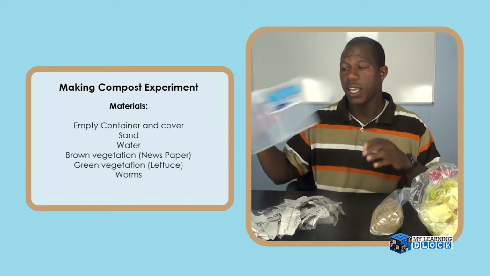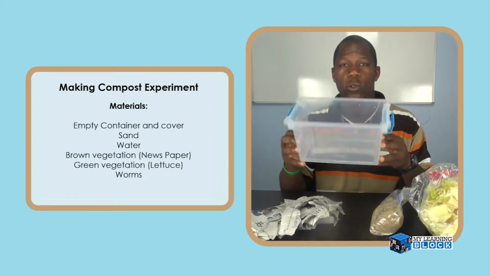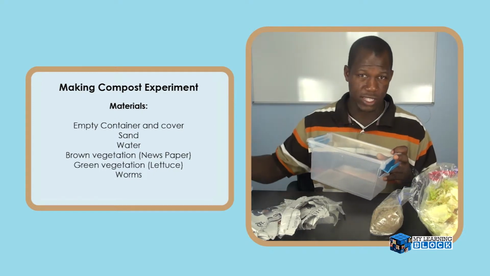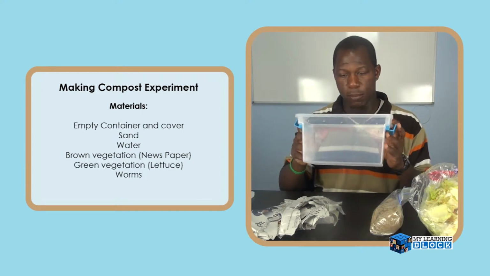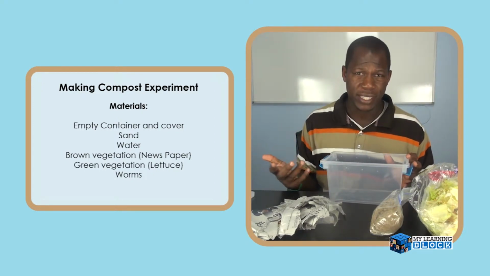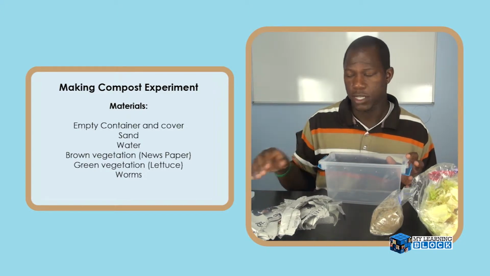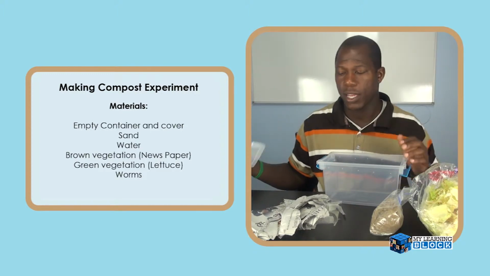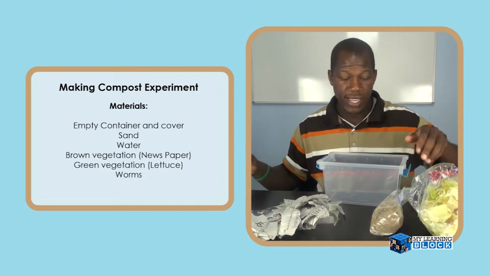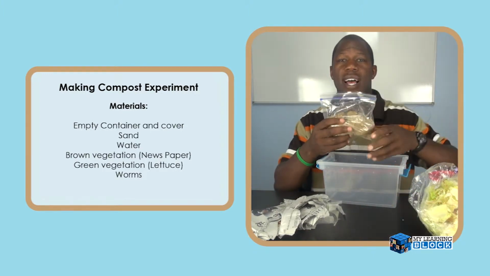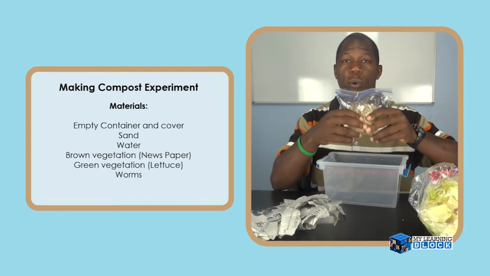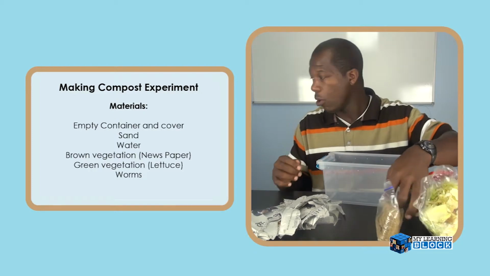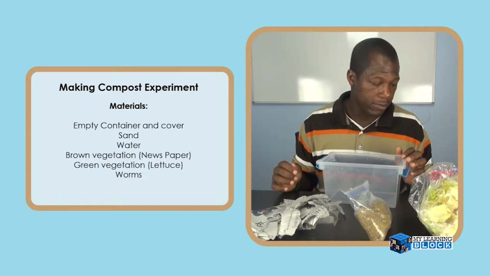We need an empty container. And if you're going to have little critters inside, please make sure you have adequate holes for ventilation so that they're able to breathe. Again, we need air in this process, so the holes will allow for that air to come in. We also need sand. Some people decide to make compost without sand, but we're going to use sand, and I'll tell you why shortly. You'll also need water.